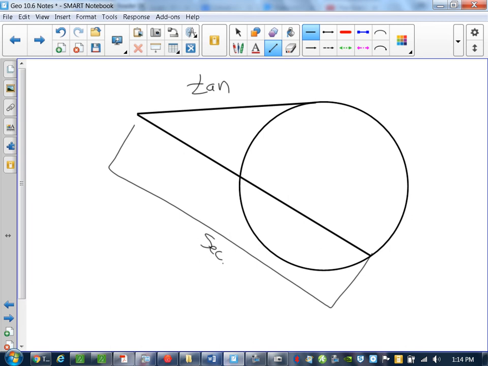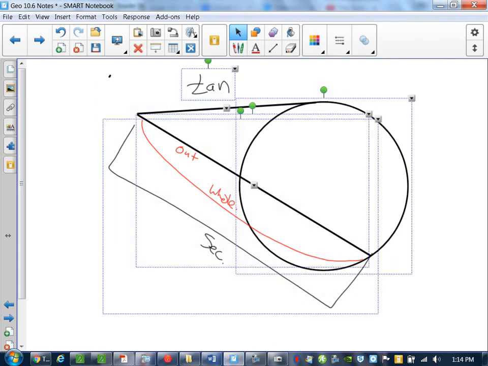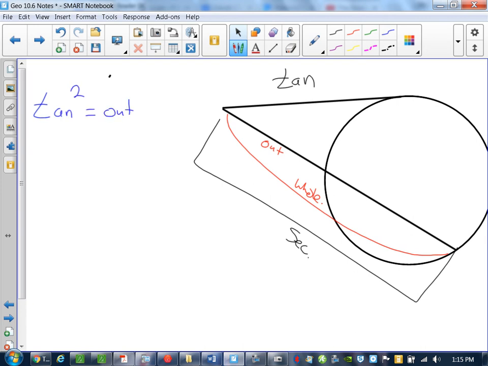We just dealt with ones that went through the circle. We had an outside and a whole. Well, we have the same thing here. We have outside, and we have a whole. So one part of this equation is the same. It's going to be outside times the whole. The other part is relatively quick. All we have to do is this. Take the tangent part, square it, and it equals the outside times the whole.